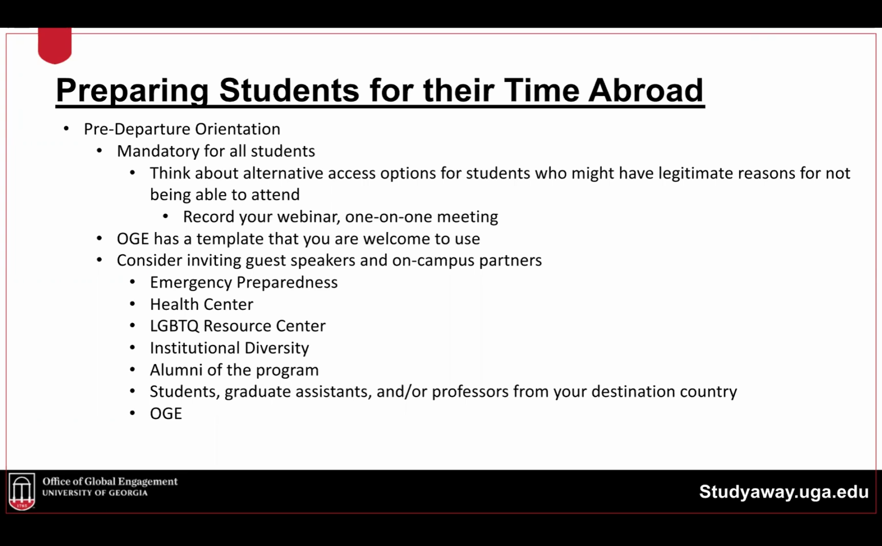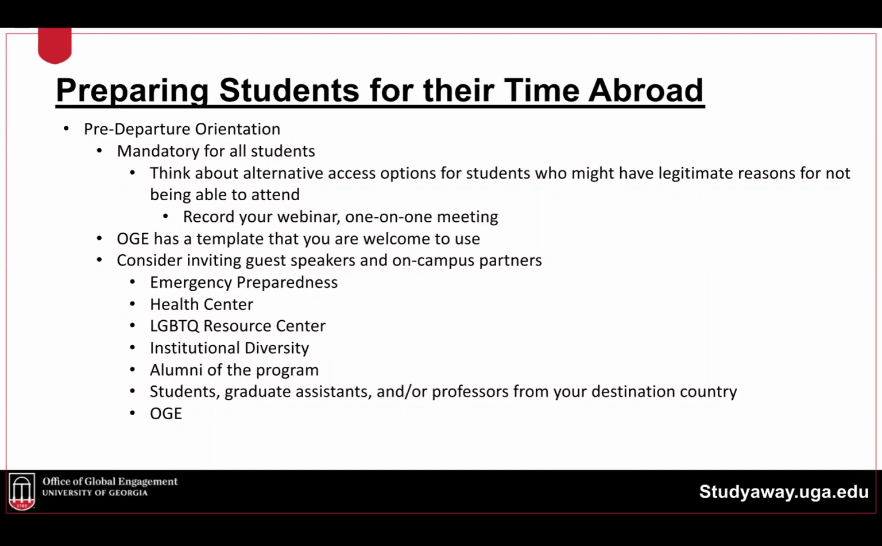And this is not mandatory, but we do encourage program directors to invite guest speakers and on-campus partners to have time to speak as relevant at your pre-departure orientation. So the Office of Emergency Preparedness is a great partner for developing a country or destination profile and just providing students with some information about what to expect when they get there. What are some cultural norms regarding access to different types of services? What are the kinds of conditions that they're going to experience, and how can they proactively work to address them? So lots of helpful information there.